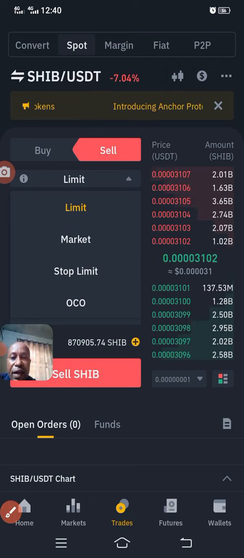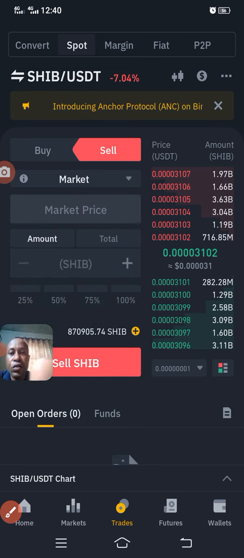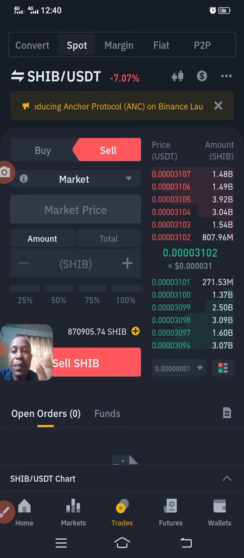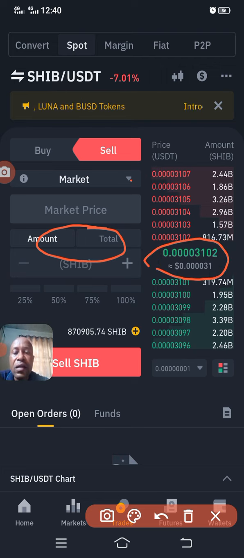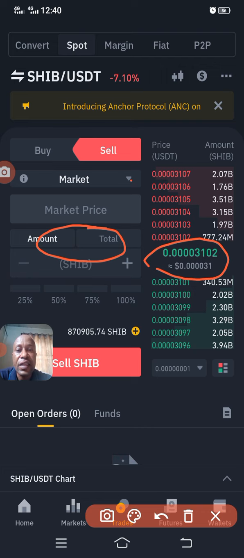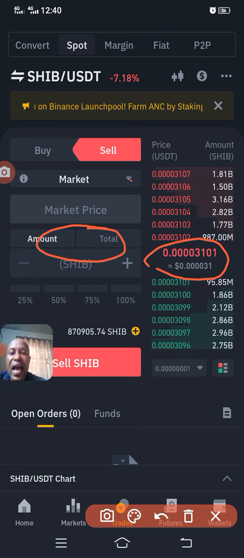Once I click on market order, my app will show me that the order I want to use is market order. And what is market order on Shiba USDT now? That is the exact market price. This is the market price. So if I have USDT and I want to buy more Shiba now, the exact market price is this, which is 0.00003101.